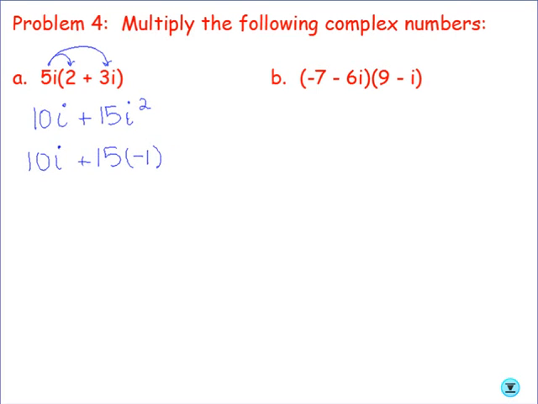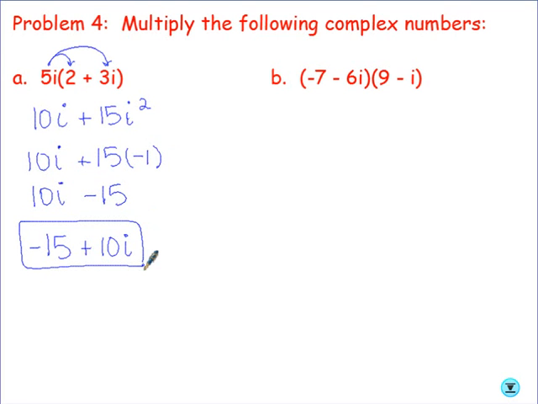So now I have some more simplifying to do. Keep the 10i. 15 times negative 1 is negative 15. Is this an acceptable answer? Well, sort of. It has everything we want, but it is not in the right order. We want the real part, the minus 15, first, and we want the imaginary part, the positive 10i, second. That is a done problem.